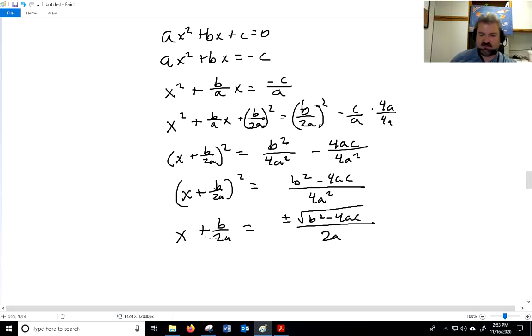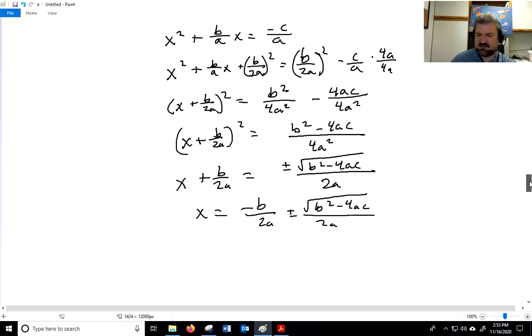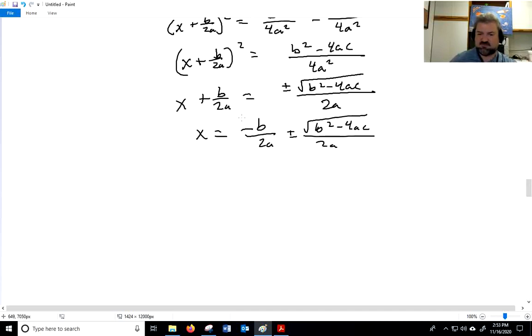All right, lastly, I'm going to move this over to the other side, giving me x equals negative b over 2a plus or minus the square root of b squared minus 4ac all over 2a. But I don't want to leave it that way. I want to make it look nice and pretty. So I'm just going to move the plus or minus to the top. So it's negative b plus or minus the square root of b squared minus 4ac with a common denominator of 2a. And there you have it.